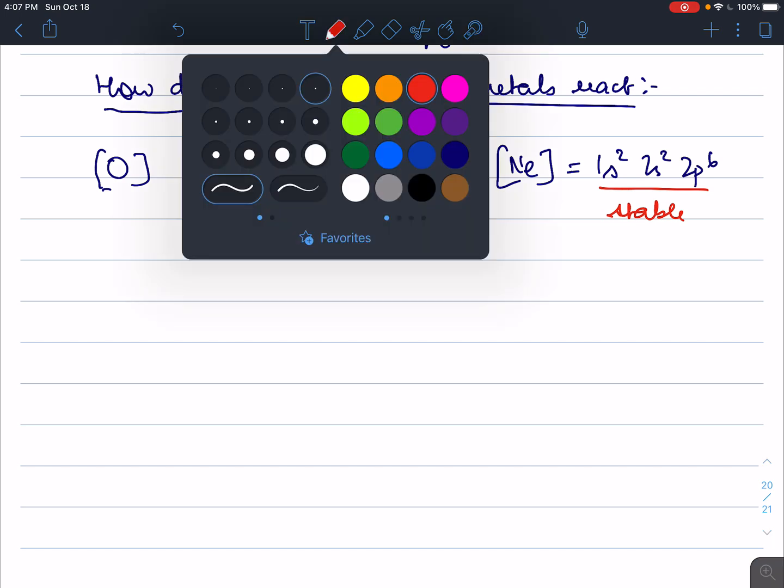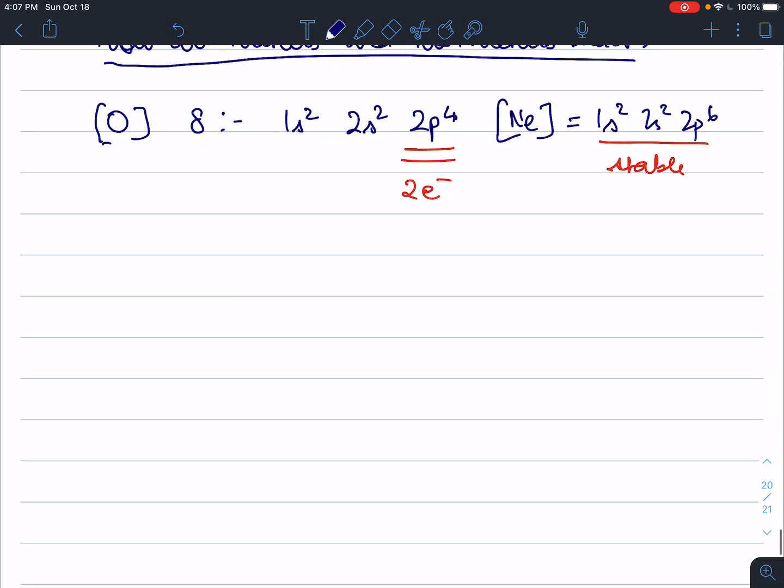Now consider lithium, which is an alkali metal. The electronic configuration of lithium is 1s2, 2s1, and the closest noble gas to lithium is helium, which is 1s2.